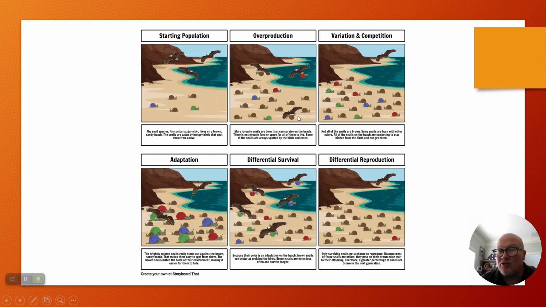None of these snails changed their color. The ones that had certain colors got eaten, and so they didn't get to reproduce. So only the brown ones got to reproduce, and so they reproduced more, and so you have a population with more brown snails. That's natural selection. This is the way that evolution works.